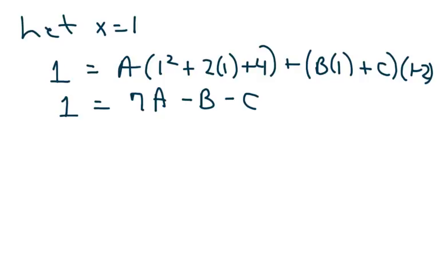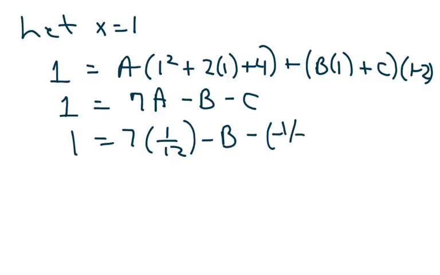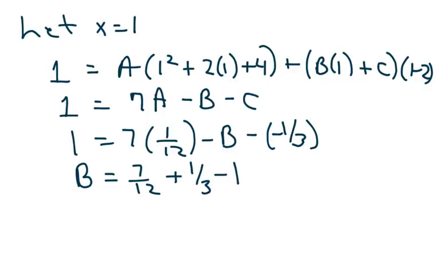So this yields 1 equals 7a minus b minus c. I'm just going to plug in my a and c, and I'm going to get 1 equals 7 times 1/12 minus b minus negative 1/3. So I'll move the b over here. So b is going to equal 7/12 plus 1/3 minus 1, and that all equals 1/12.